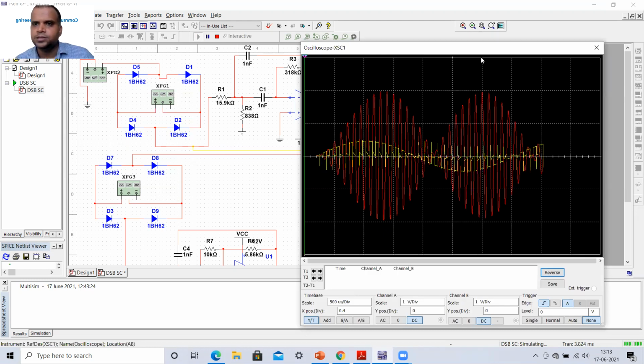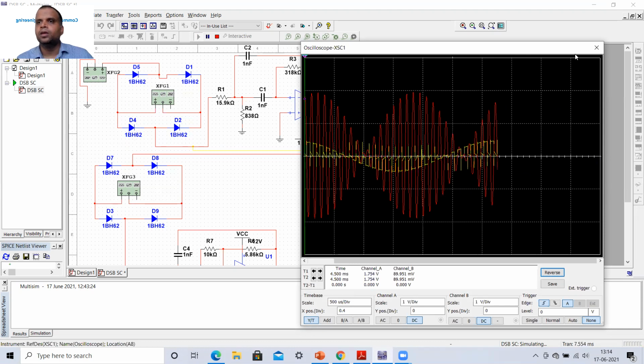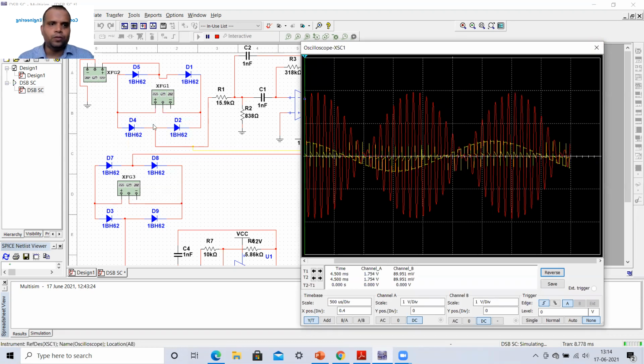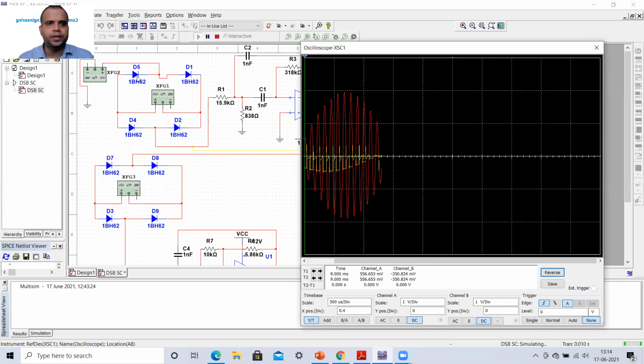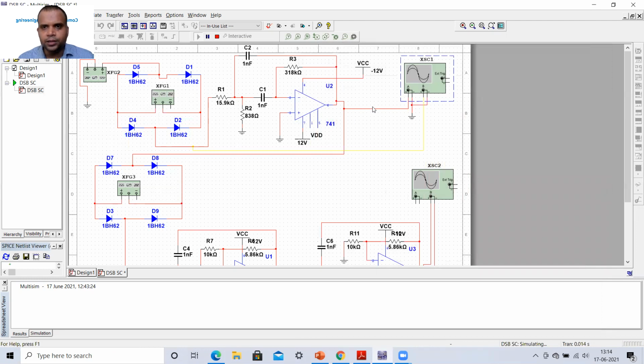Please see this. There are two waveforms I have connected to this two channel oscilloscope. One is the output of this bridge network after the multiplication of the two. The red one denotes the output of our second order band pass filter, and this yellow line denotes the output of this particular bridge network.